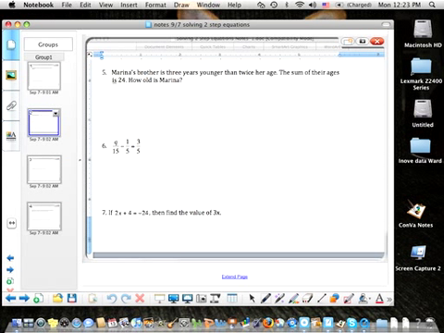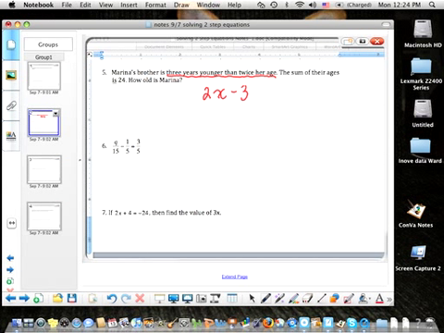Number 5 is a pretty basic equation to translate. Let me translate it for you. I'm not going to solve it, but I will translate it. It says Marina's brother is 3 years younger than twice her age. This phrase right here is translated like this: 2x minus 3. 3 years younger than, that would be subtract, twice her age, that's 2x.